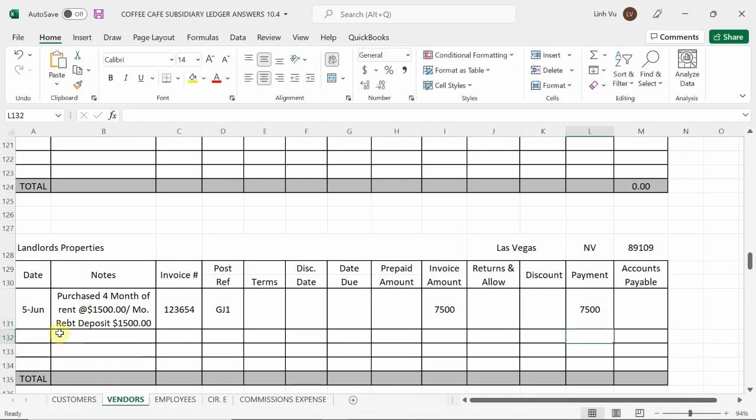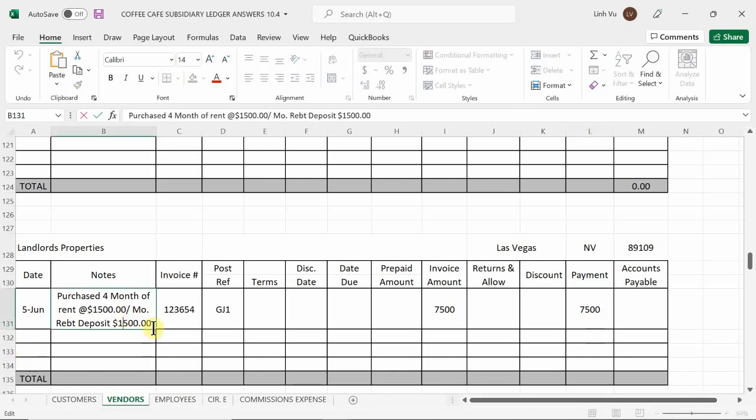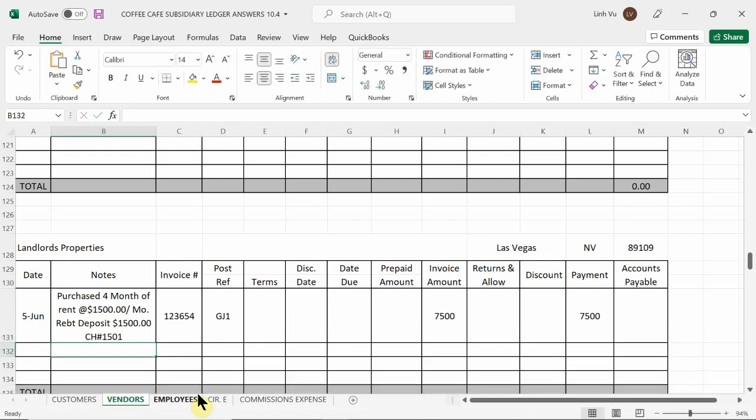Now, this is where you have to also include how I paid. I paid with check number 1501. Okay, so that gives me proof that I made a payment and that this is the details into what the contractual agreement was for to equal the 7,500.